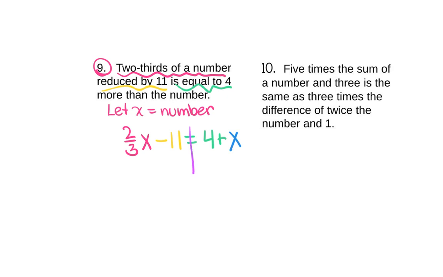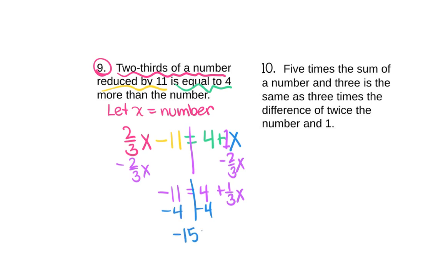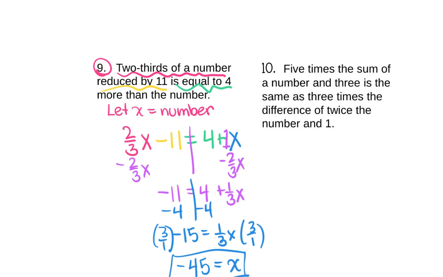So I am going to subtract 2/3 x from both sides. It's the smaller. This is equal to 1x here. And that's going to equal -11 equals 4 plus 1/3 x. From here, I'm going to subtract 4 from both sides. That's going to give me -15 equals 1/3 x. I can multiply both sides by 3/1. That's going to give me -45 is equal to x. Try number 10 on your own and then come back and see how we did.